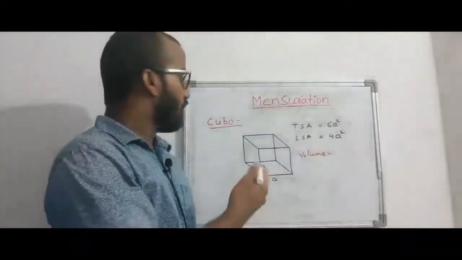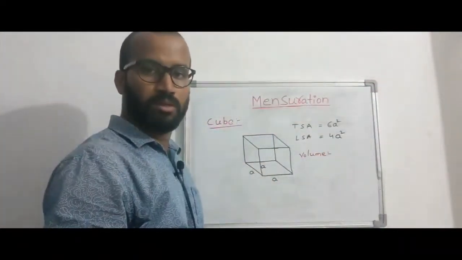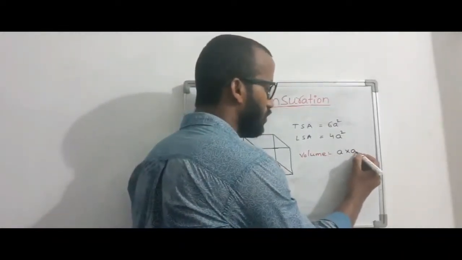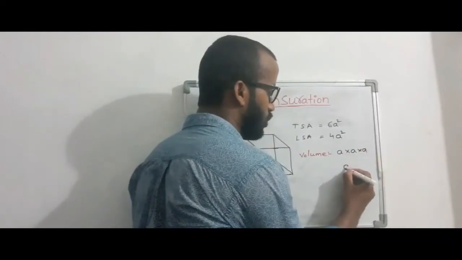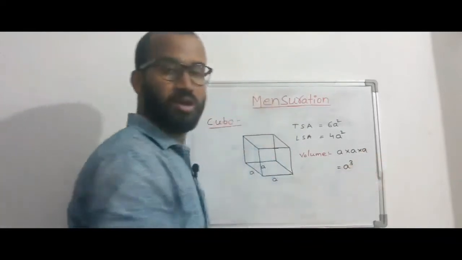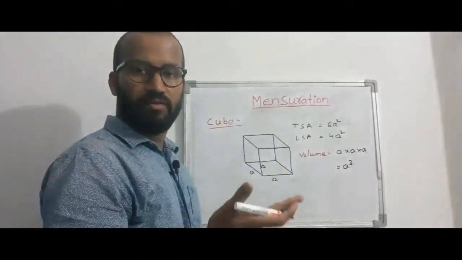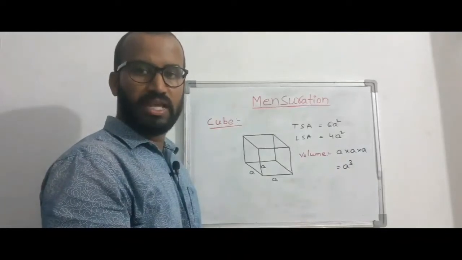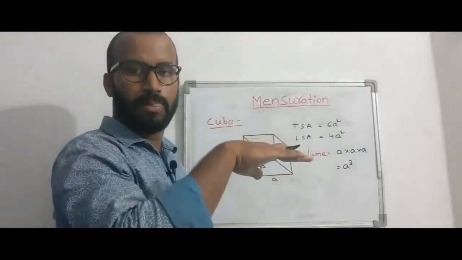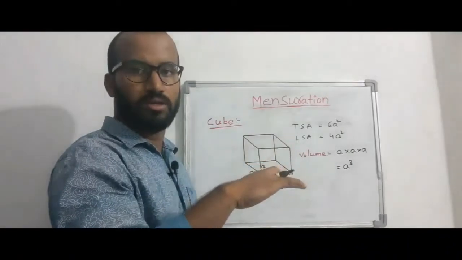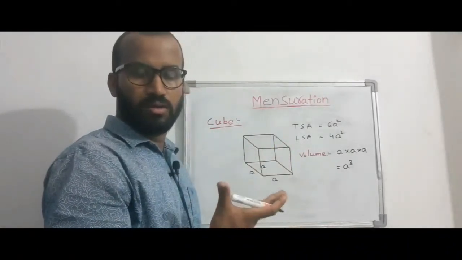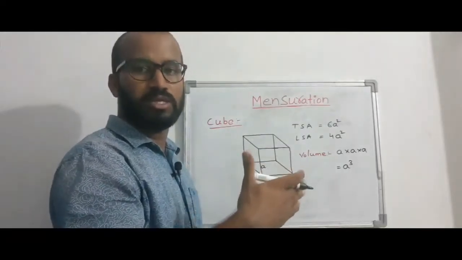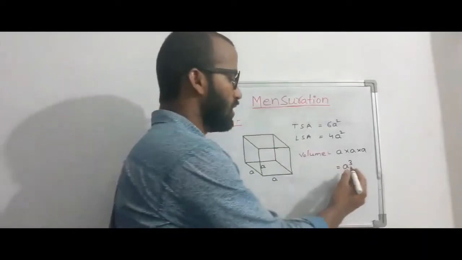Now, what is the volume of a cube? A into A into A, A cube. Okay, A cube is the volume. If you arrange one square sheet on top of another, it is going to form a cuboid. So for one square sheet, the area is A square, A into A, so A cube is the volume.